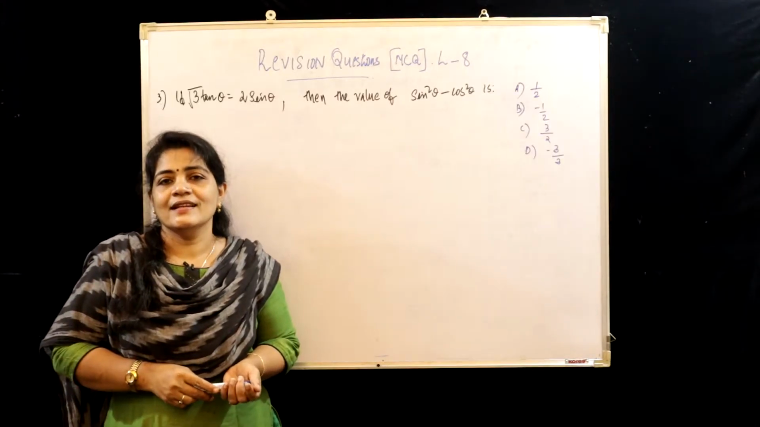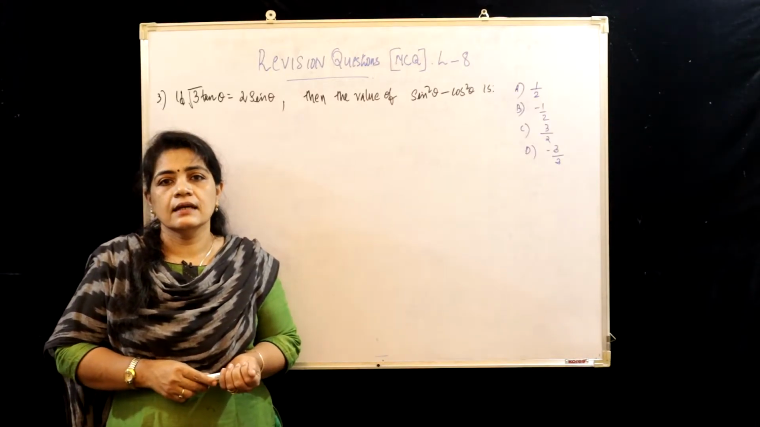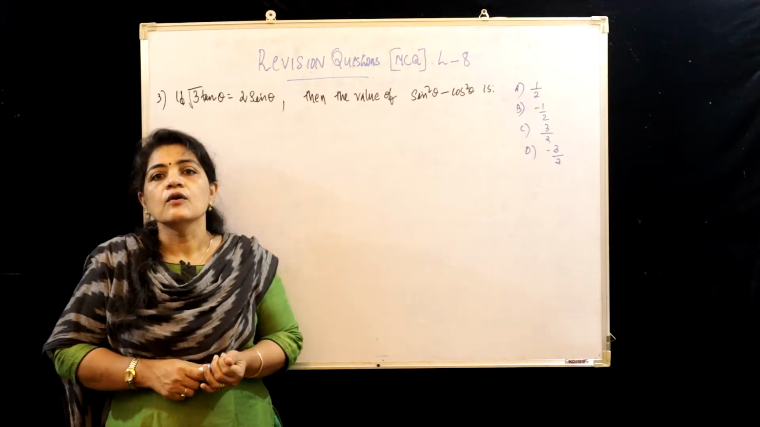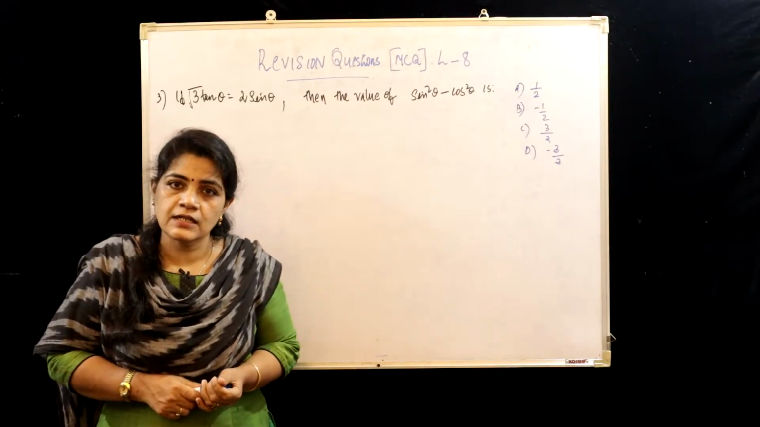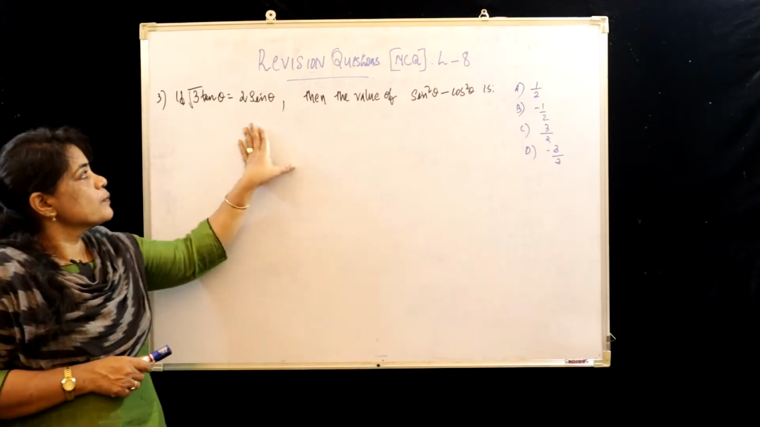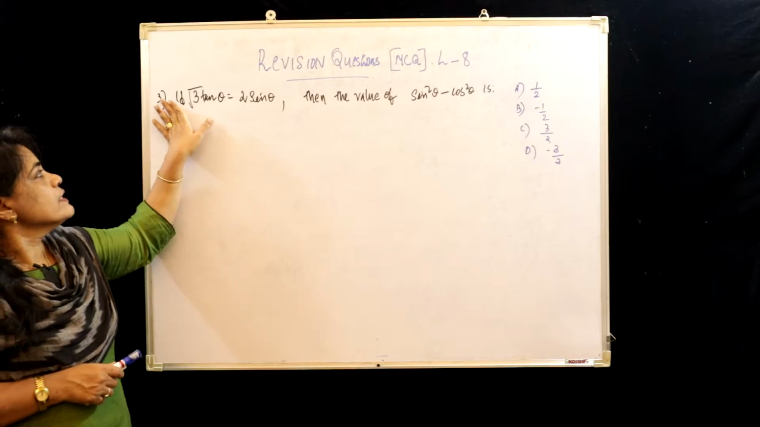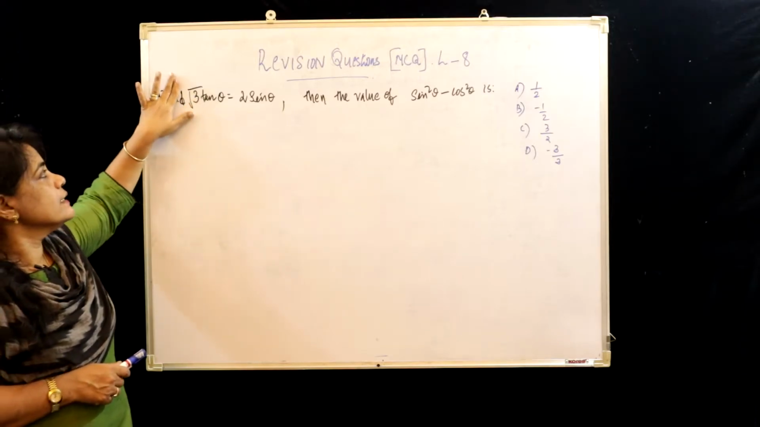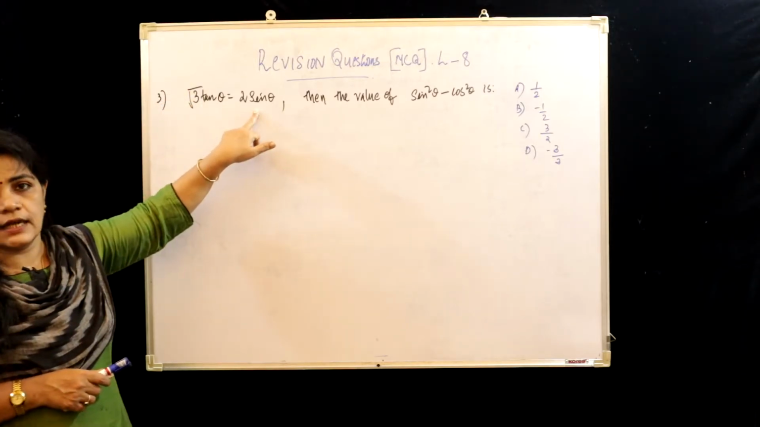Now the third question: if root 3 tan theta equals 2 sin theta, find the value of sin square theta minus cos square theta. As usual, we have 4 options. Let us start how this problem can be solved. So what is given, children? Root 3 tan theta equals 2 sin theta.